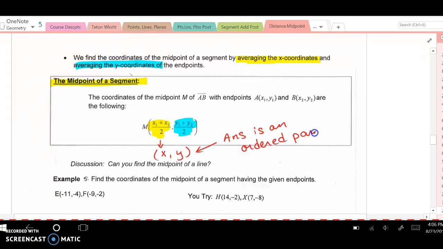So really you have two numbers in your answer. Again, that's different from distance, which just gives you one number in your answer.